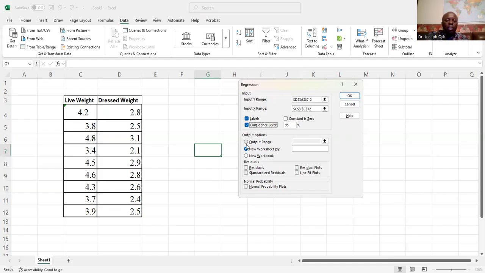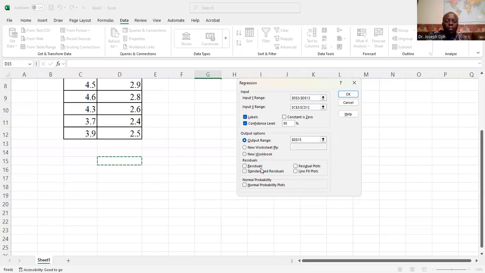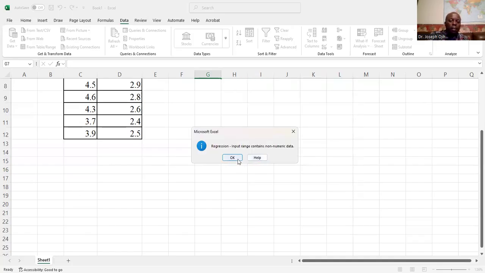Now the output range, where we want the answer to be placed. I'm going to click here and choose the output range to be below here. They also want us to draw the charts, so I'm going to check the line fit plots. What else? I think after that it should be good enough. Normal probability plot, I don't need that. So I'm just going to click OK.